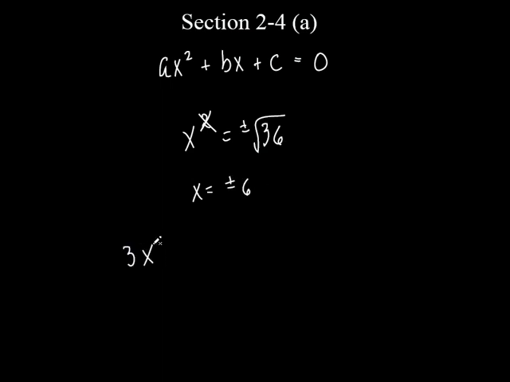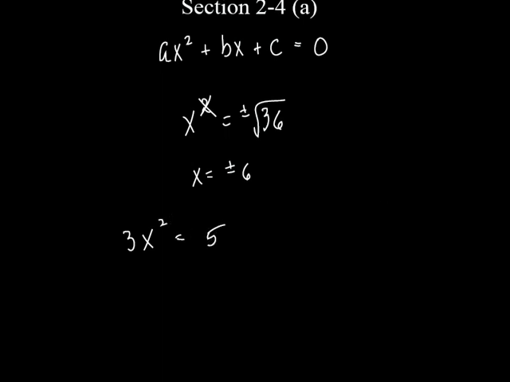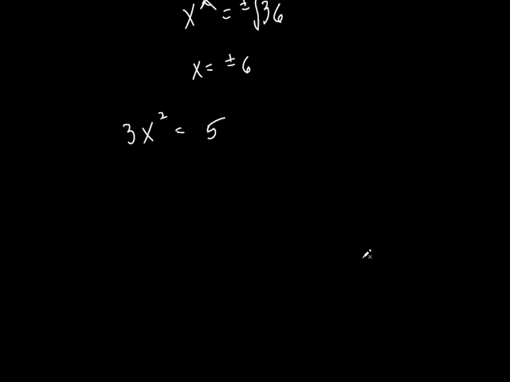All right, what if we had this? What if we had 3x squared equals 5? Then what would we do? We didn't do one like this yesterday, did we? Do we want a square root first? We do? Yeah, let's get rid of the 3 first, because if we square root, I'm going to have to take the square root of 3.